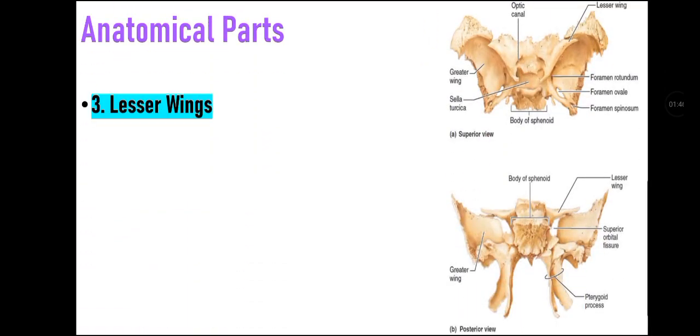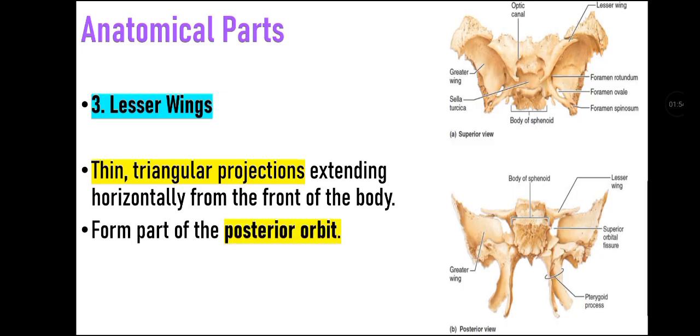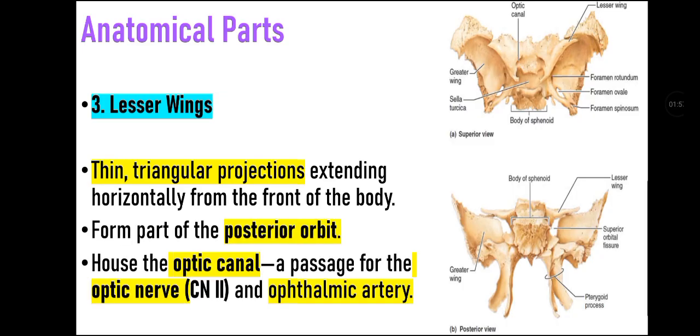Next anatomical part it has is lesser wing of sphenoid bone. They are thin triangular projections extending horizontally from the front of body, as you can see here in the diagram. They form part of posterior orbit. They house the optic canal, that is a passage for optic nerve and ophthalmic artery.